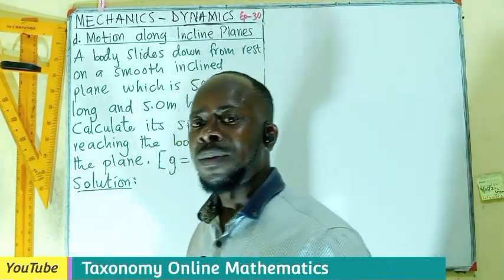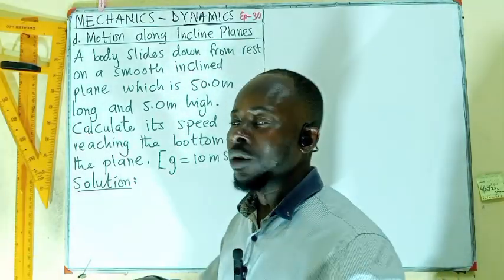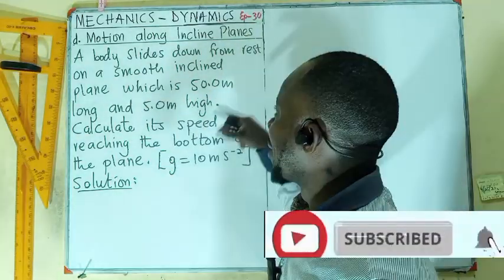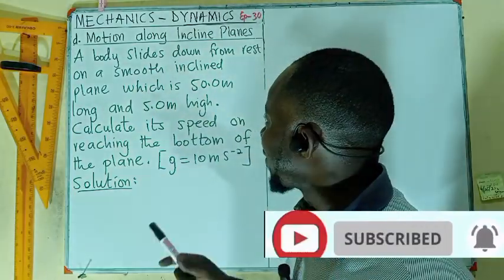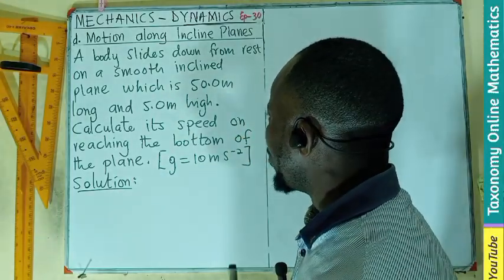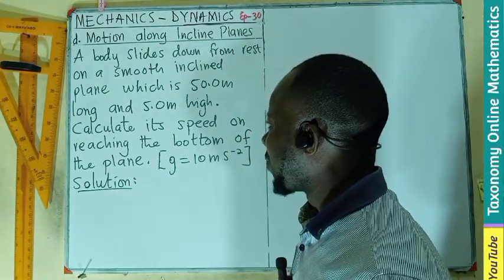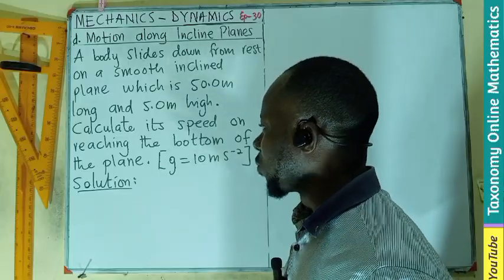This happened to be episode 30, but I think the seventh episode on motion along an inclined plane, still under mechanics dynamics. A body slides down from rest on a smooth inclined plane, which is 50 meters long and 5 meters high. We have to calculate its speed on reaching the bottom of the plane.